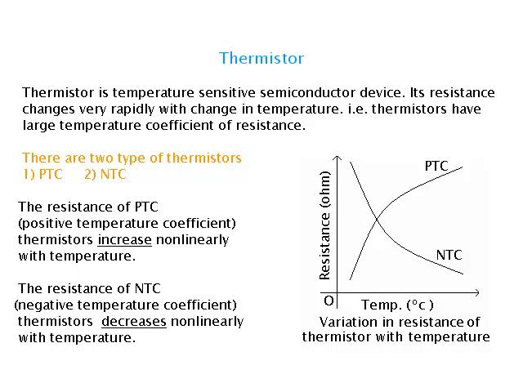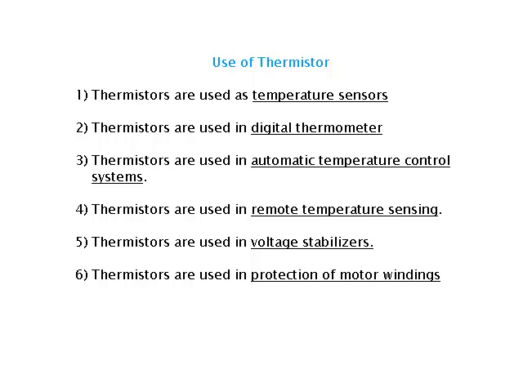Uses of thermistor. Thermistors are used as temperature sensors. Thermistors are used in digital thermometer. Thermistors are used in automatic temperature control systems. Thermistors are used in remote temperature sensing. Thermistors are used in voltage stabilizer. Thermistors are used in protection of motor windings.